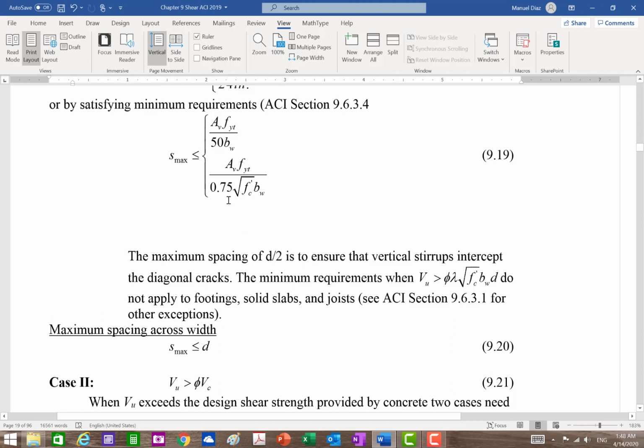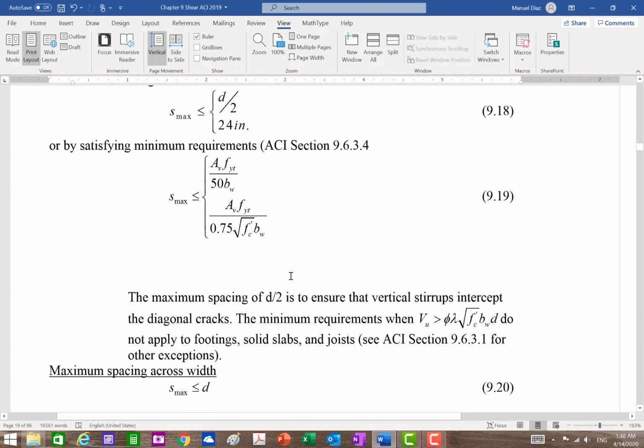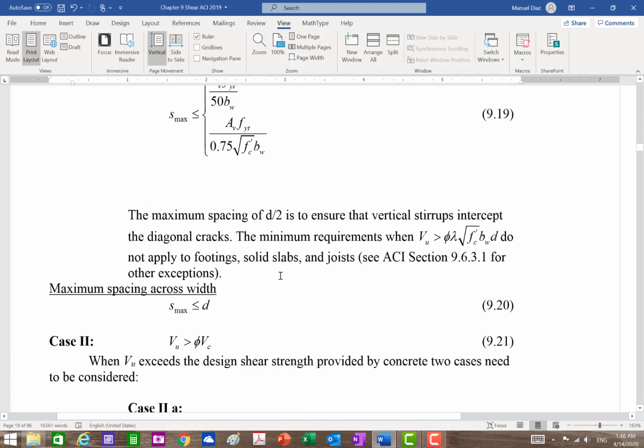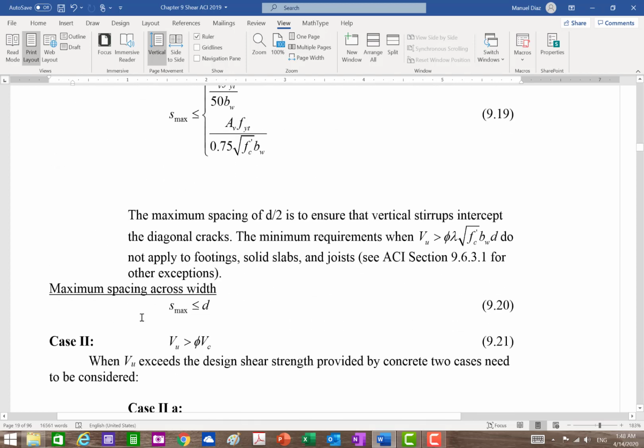Now, the exceptions to this are slabs, and joists, and footings. Okay? For footings, everything starts above this number, the phi V sub c. So that gives you then the spacing along the length of the beam. Then the 318-19, the new code, also introduced the maximum spacing across the width, which is this one. This one will tell you how many legs you need in the section. Okay? So that's the first case.